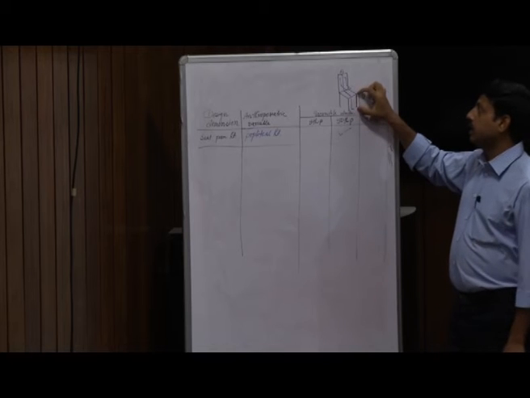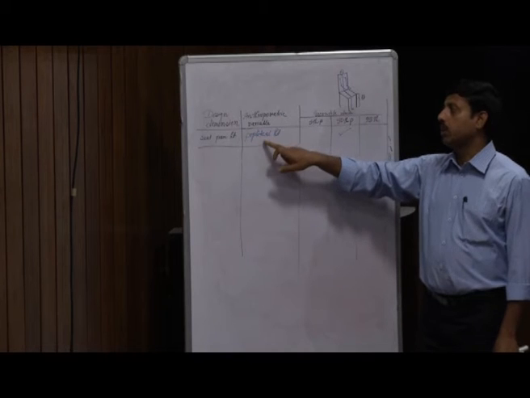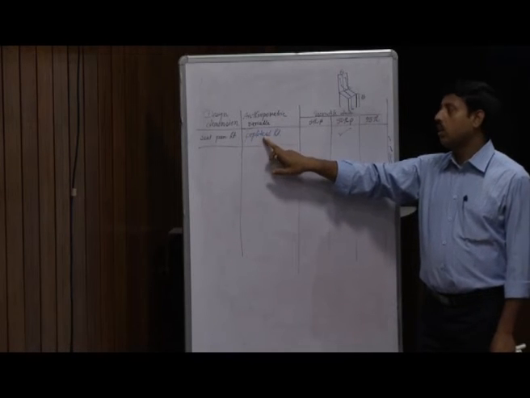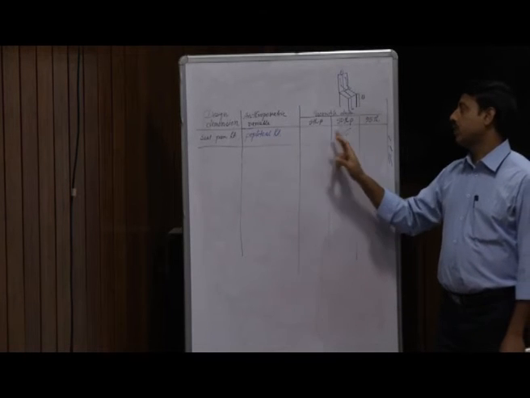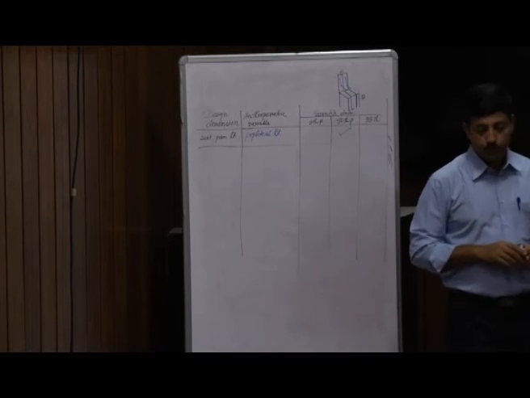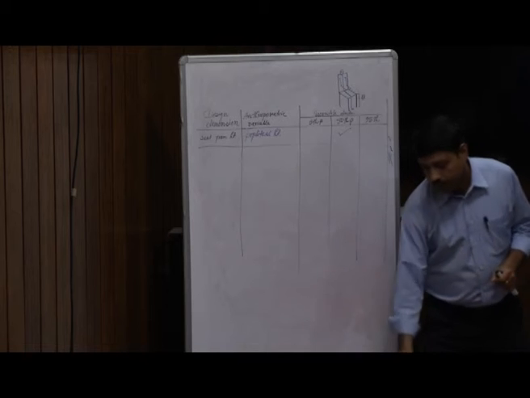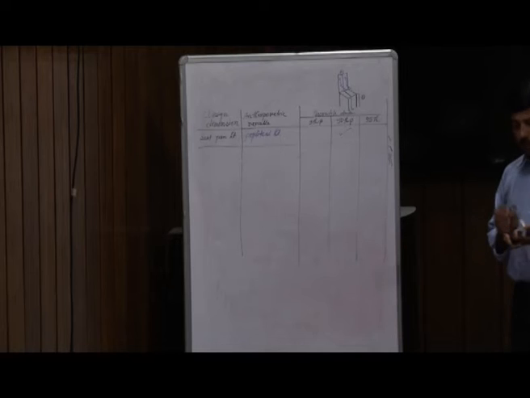So for deciding the seat pan height, the corresponding anthropometric variable is popliteal height, and which percentile data should we use? We have only 3 options: 5th percentile, 50th percentile, 90th percentile. First we have to mention that this chair we are discussing is a fixed height chair. There is no adjustable feature, so everything is a fixed dimension. To decide the height of this seat pan, we need to know the corresponding anthropometric variable, that is popliteal height.